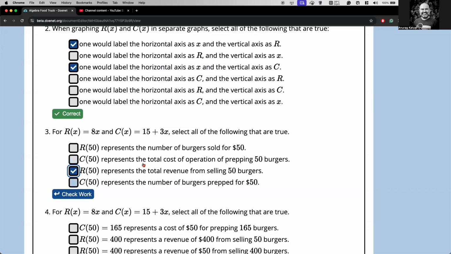So C of 50 represents the total cost of prepping 50 burgers, or does it represent the number of burgers prepped for 50 bucks? C is the cost. It's not the number of burgers. So it cannot represent the number of burgers prepped for $50. 50 represents what? Number of burgers. So C of 50 represents what? The cost, not the number of burgers. C of 50 is how much money do you have to shell out to manufacture or prep 50 burgers? Questions? Do we understand how to read these? Okay.